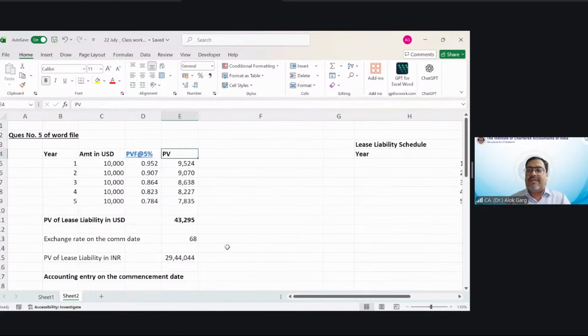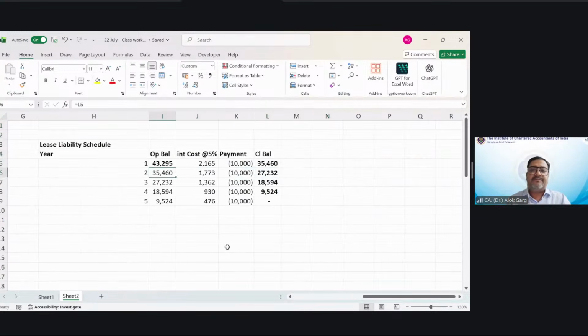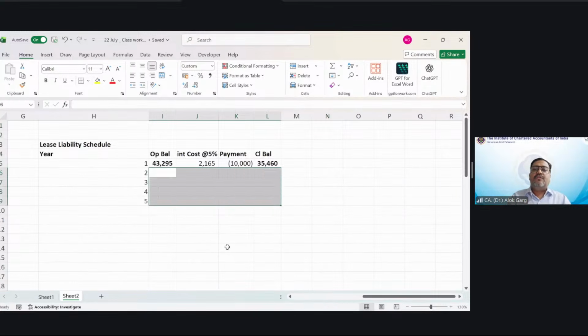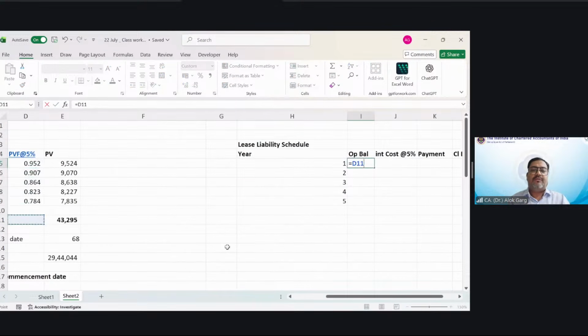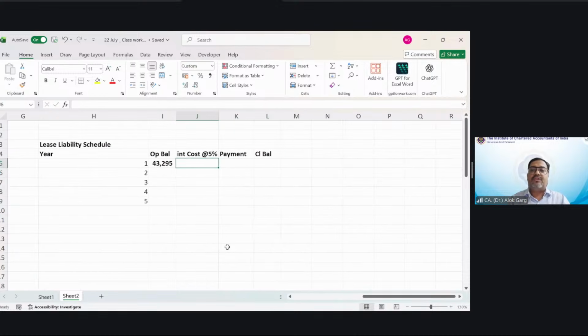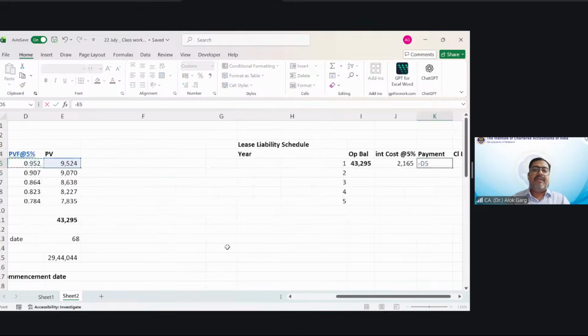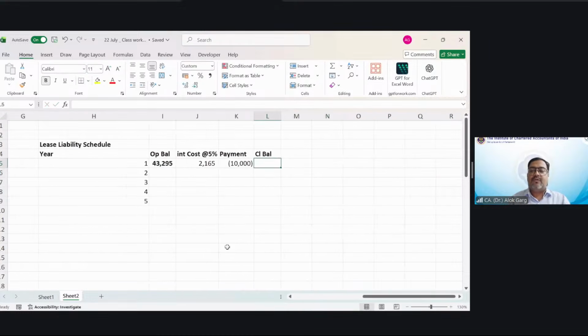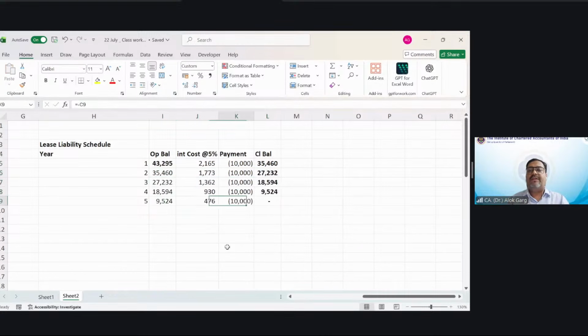Now I need to compute my lease liability schedule also, right? So friends, what is my opening balance of the lease liability? 43,295. What is my interest cost in dollars? This entire calculation is in dollars. Multiply by 5%. The payment I am making is 10,000. Closing balance is the sum of all these three. This will become the opening balance. Drag it for 5 years, and you will find it becomes 0.